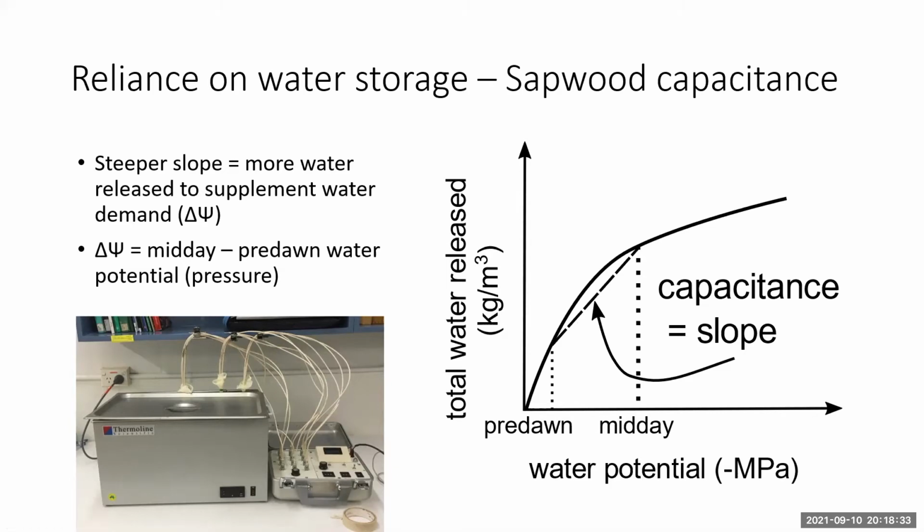So if the slope is steeper for a species, it means that more water is released to supplement the water demand. And the water demand I calculate by the difference in pre-dawn and midday water potential. Pre-dawn is when things are the coolest during the day, or before the day, in fact. And midday is when the sun is right above the plants and it's very demanding for the plants in terms of water.